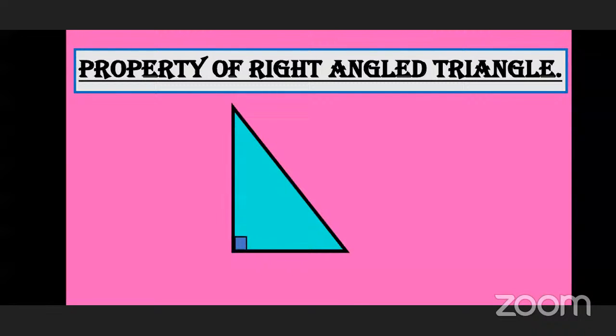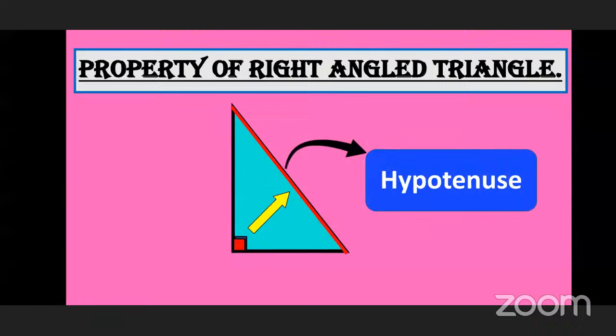Now let us learn some more properties of the right angled triangle. So children, observe the screen very carefully and try to understand the new concepts that we are going to learn in today's topic. Okay. So see, the measure of the right angle is 90 degrees. This little square shows that the angle is 90 degrees, and the side which is opposite to that 90 degrees is known as the hypotenuse.